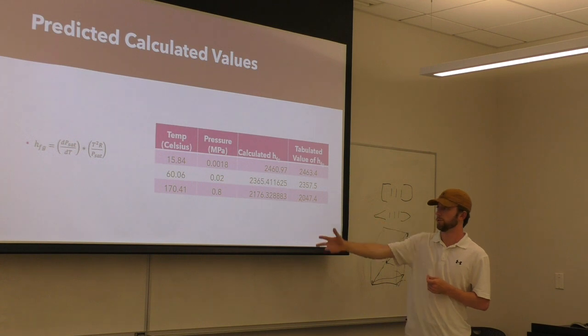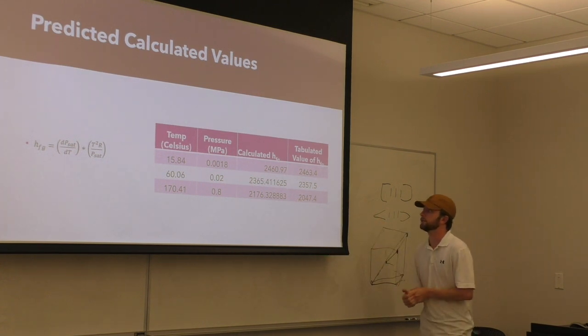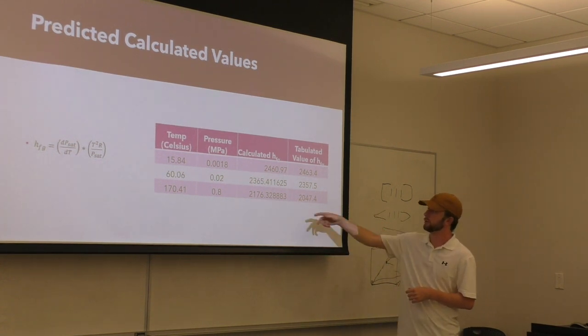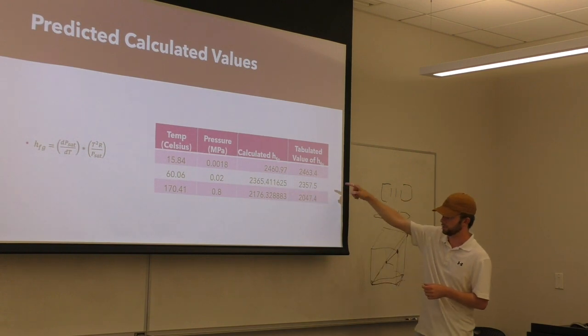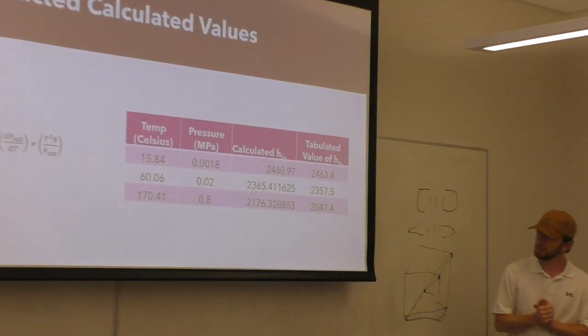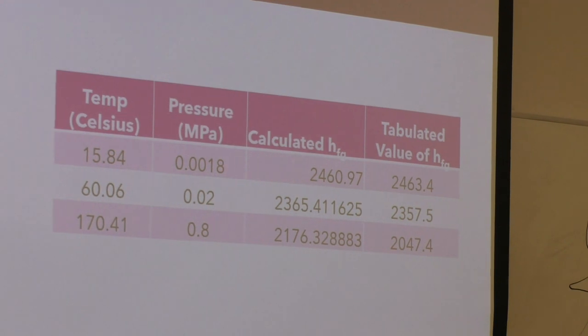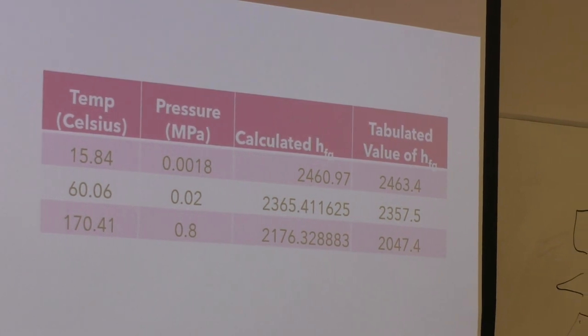And these were just 3 arbitrary points that I used and calculated. These were the calculated values, and these were the tabulated values. So pretty accurate except for that last one, but yeah.